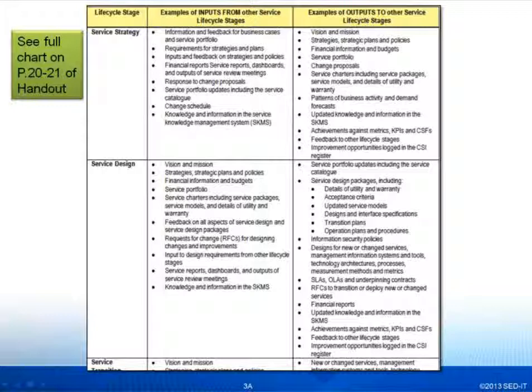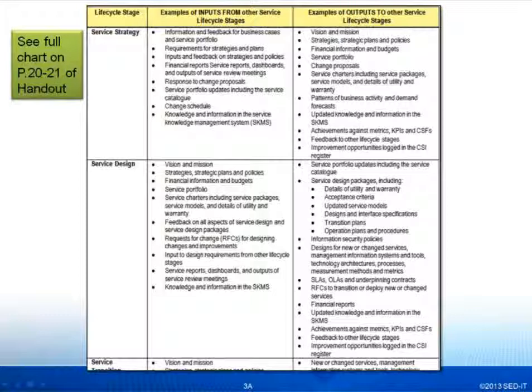Now look at service design. And if you look at the first column, that is the inputs from, right? So this is examples, inputs from. Well, the first column is saying, hey, service design is going to get vision, mission, strategy, strategic plans. They're going to get the information from strategy. We're going to see that repeated over and over again. In reality, you need to know 5 groups of information. Find the 5 groups, and you have the table.